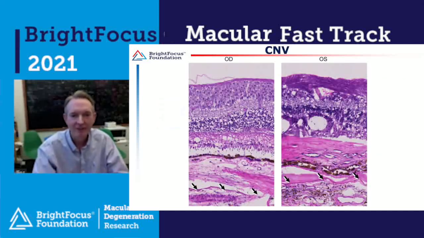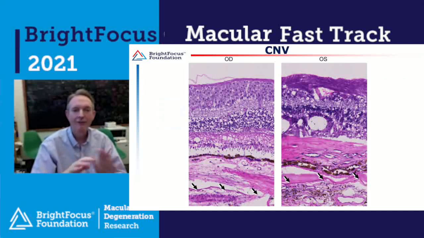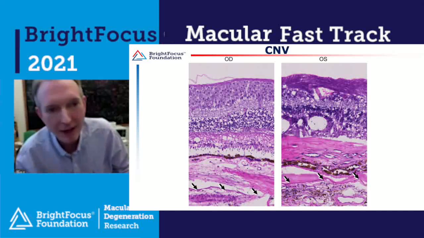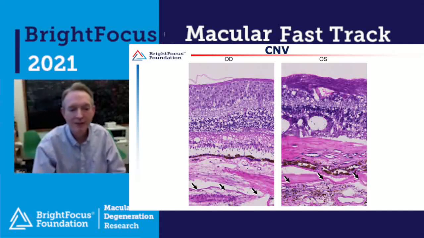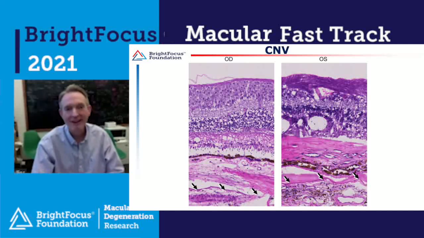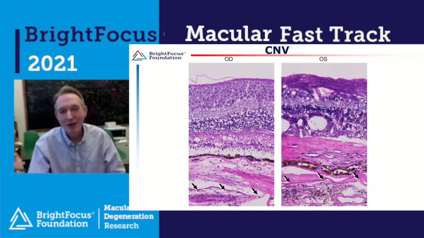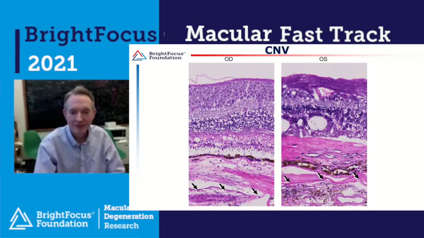So this is the right and left eye of the same individual. And on the left here, you can see Bruch's membrane indicated by the arrows. And here's the RPE. And if you look at this, you might almost say that looks pretty normal. If you weren't paying attention to these arrows, you might say there's the RPE, there's Bruch's membrane, looks pretty okay. But all of this material between the RPE and Bruch's membrane is abnormal. That's all neovascular membrane. But these type 1 CNVs can be a little bit subtle.